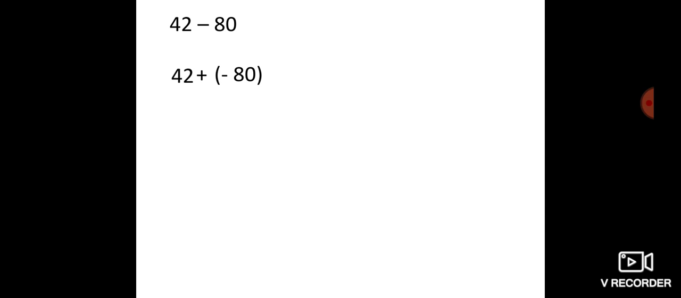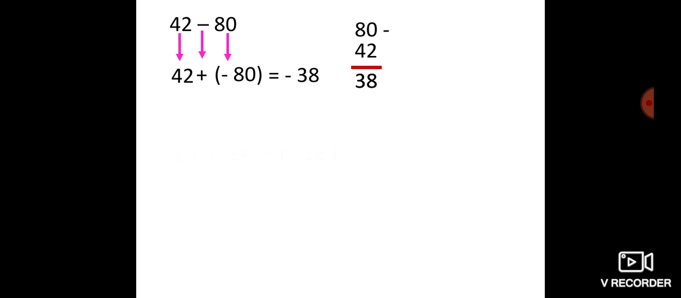Now, this method we studied in the last class, that is addition of a positive number and a negative number. Listen, 42 is written as itself, subtraction changes to addition, 80 changes to minus 80. These three points you remember. Now we subtract 80 minus 42 and we get 38. Here the sign of the bigger number is minus, so the answer should be minus 38.